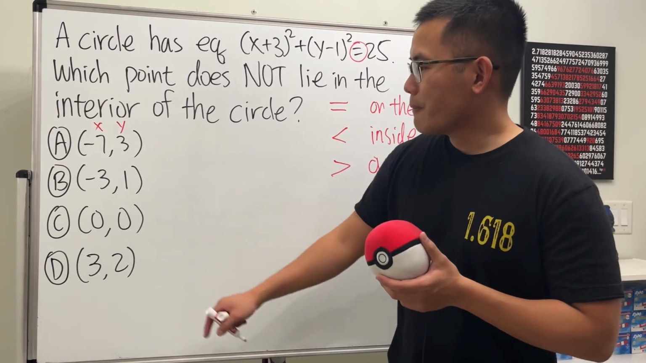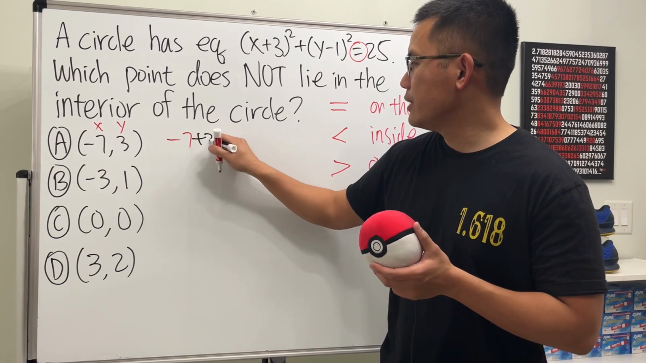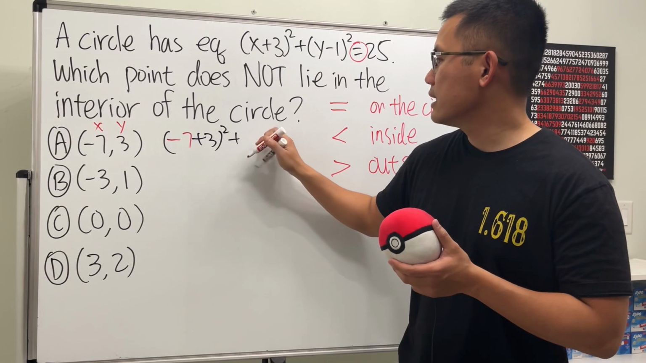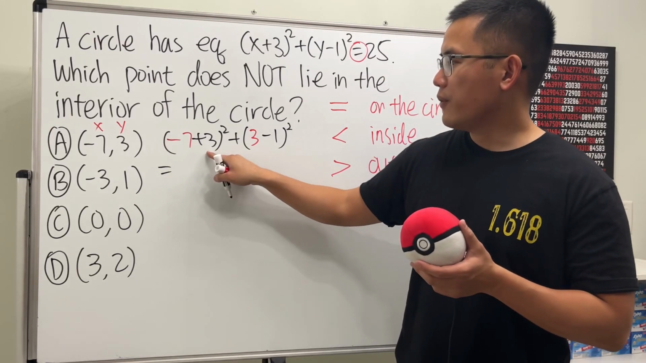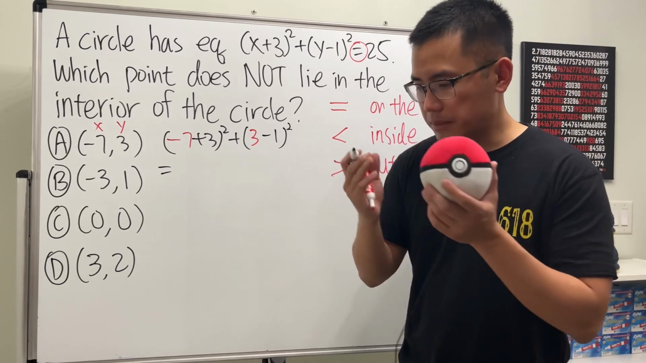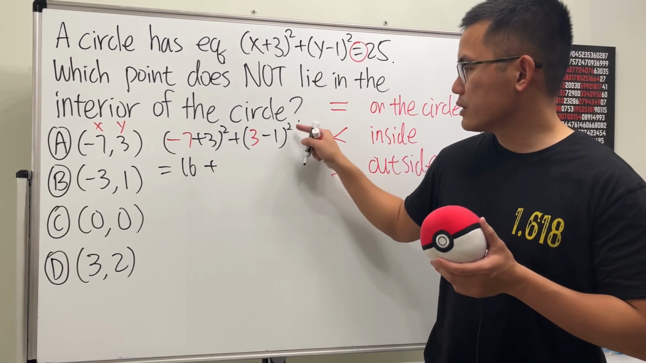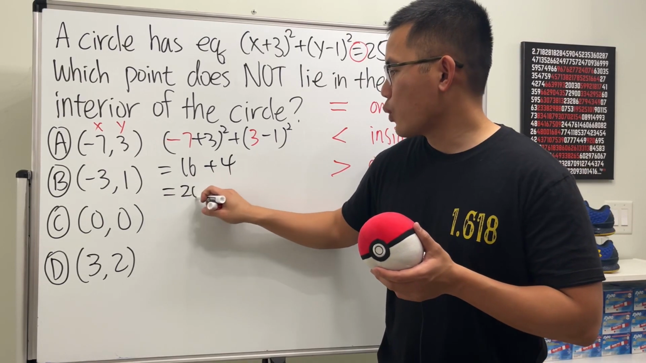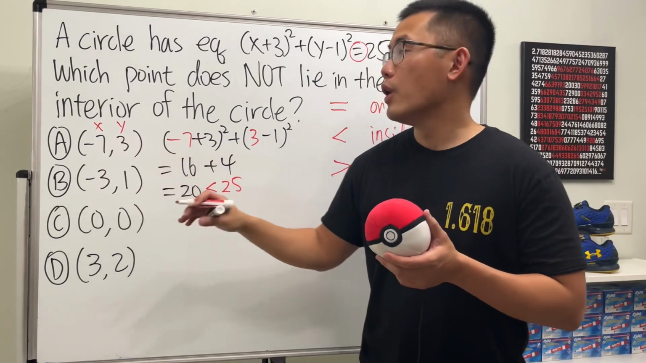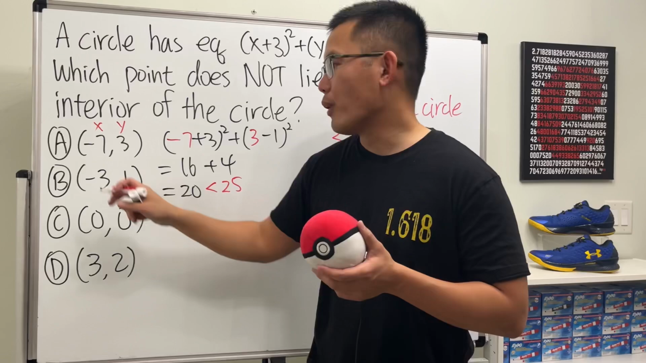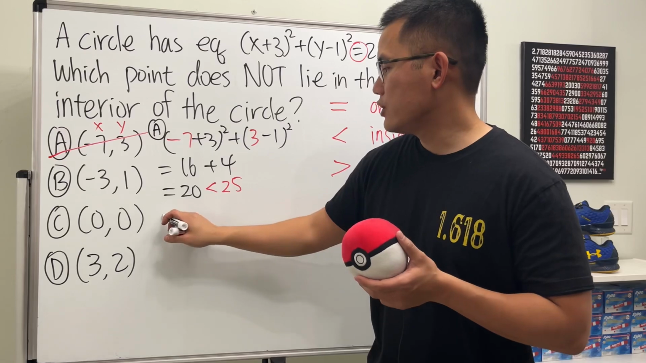Yeah. So let's see. If I put this and that into here, we get -7 plus 3, and then we square that, and then we add 3 minus 1, and then we square that. Okay, this is -4 squared. We get -4 times -4 is positive 16. And then we add, this is 2 squared is 4, which is 20, which is less than 25. This point is actually inside of the circle. We don't want that because we are looking for the point that's not inside of the circle. So this is the check for A, and now let's check for B.